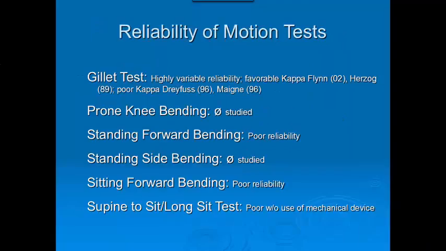When we look at motion tests of the SI joint, the Stork or Gillet test is of mixed review. Prone knee bending and standing side bending have not been studied. Standing and sitting forward bending have poor reliability. The long sit test or supine to sit test has poor reliability unless a mechanical device is used in getting the patient from supine to sit. This is not typically clinically practical.